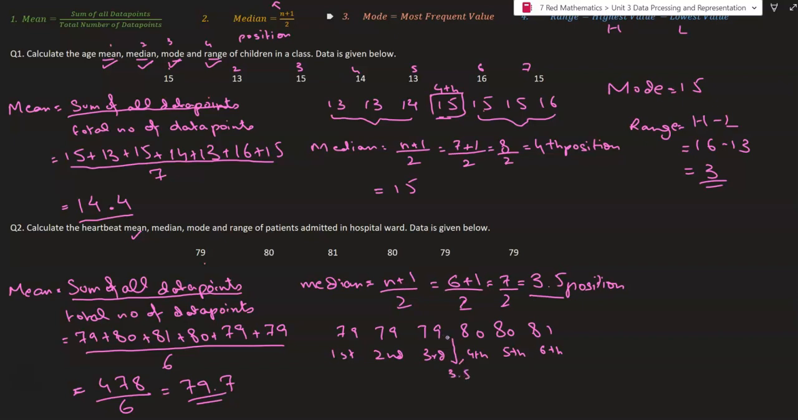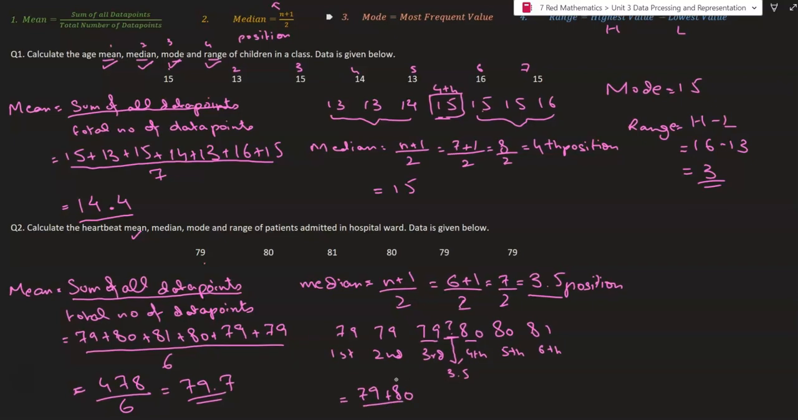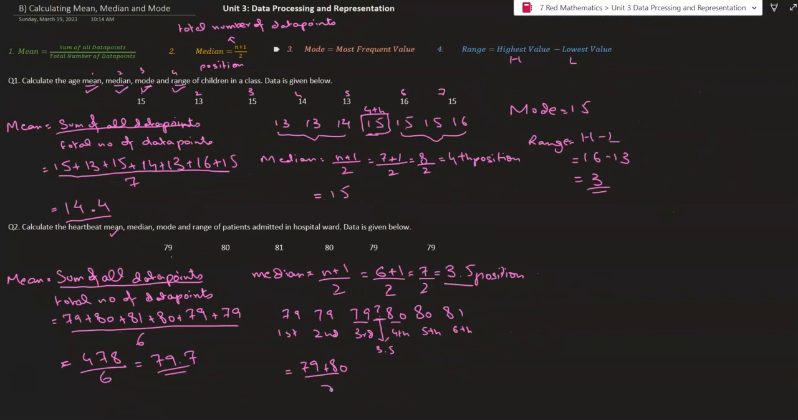And actually there is no value here. And so what we will do is basically add the third and the fourth value. So the median will be 79 plus 80, and we're going to divide it by 2. And so we get an answer of 79 plus 80 divided by 2, which is 79.5. So this is the median in this case.